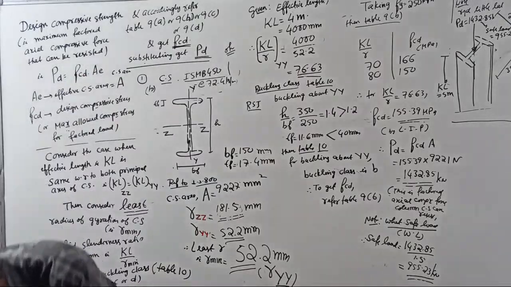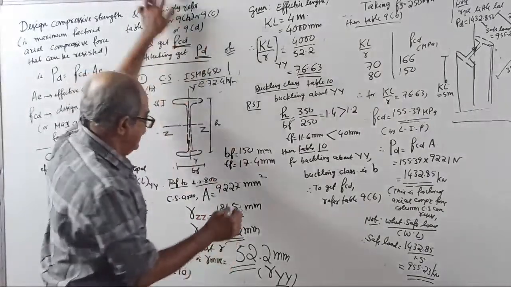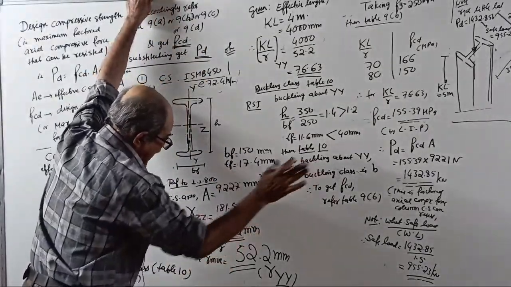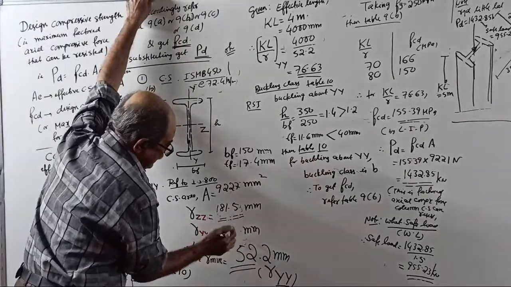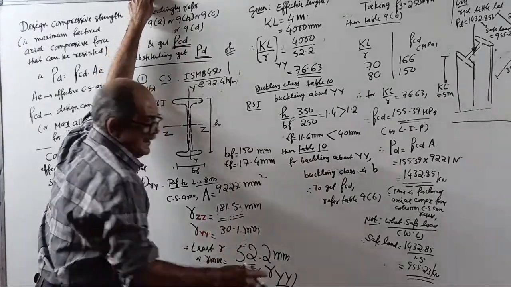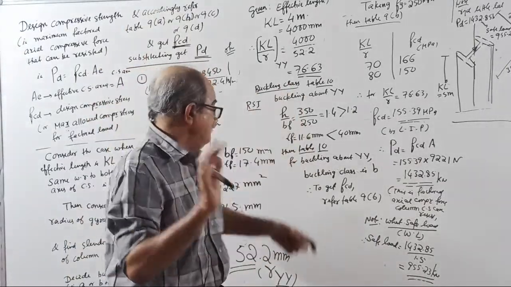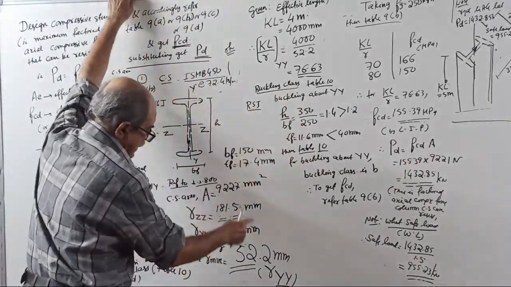Now if you tell, I am not listening, sorry. Now I am not listening. I am not asking you anything. You are not giving the answer when I require. So I am not expecting anything from you. Sorry, leave it. 30.1 millimeter.